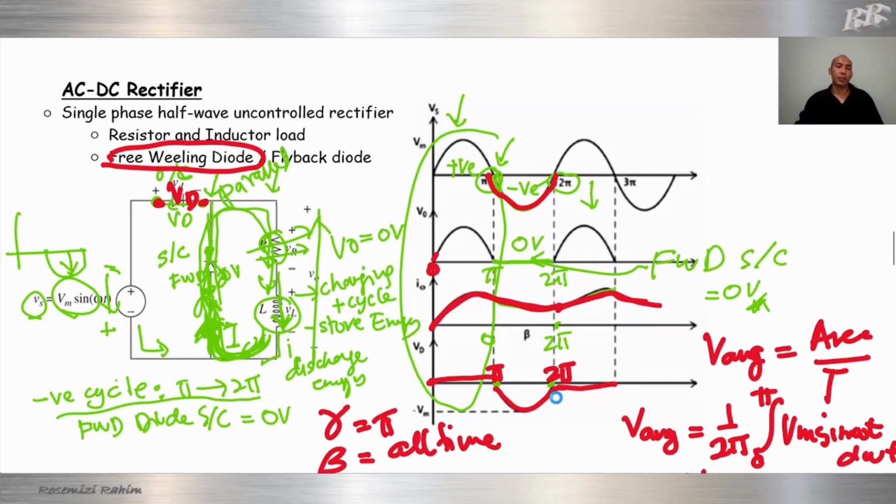They ask for an AC-DC rectifier using a single phase, half wave, uncontrolled rectifier with resistor and inductor. Our load is resistor and inductor, and we also use a freewheeling diode, or flyback diode.